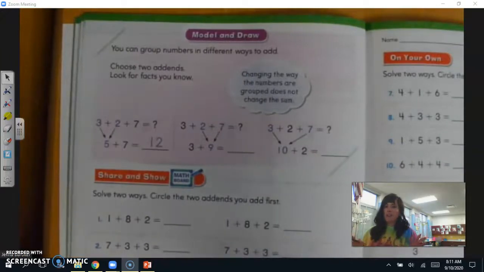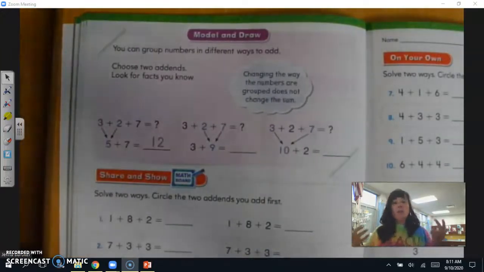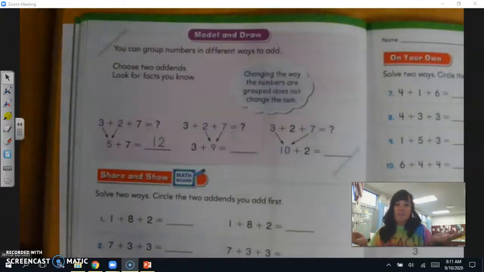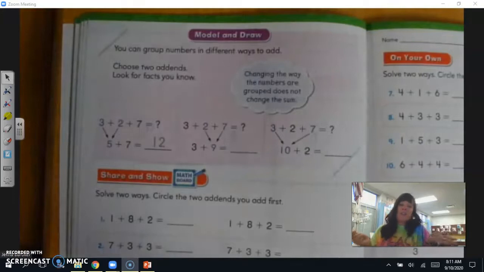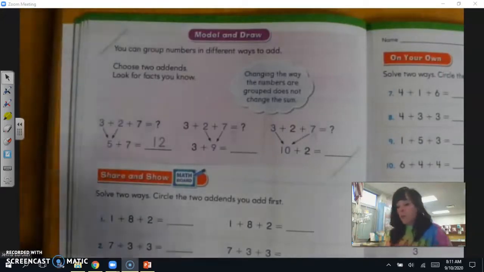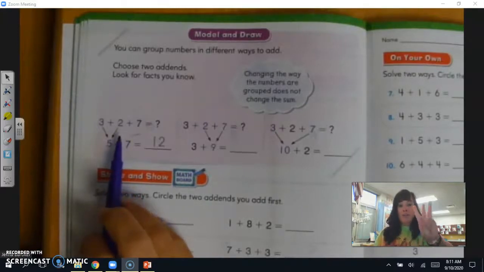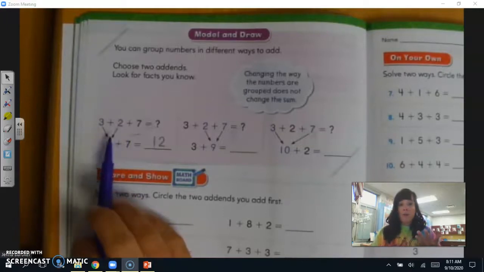So I think we talked about this a little bit already. It doesn't matter what order you add things up. You're always going to get the same sum. So you could add 7 plus 8 or 8 plus 7, and the answer is always going to be 15. It doesn't matter. 2 plus 3 or 3 plus 2, the answer is always going to be 5. So when we're adding these, when we have more than 2 addends, now today we're going to have 3, it doesn't matter the order, okay? You can add them in any order you want.